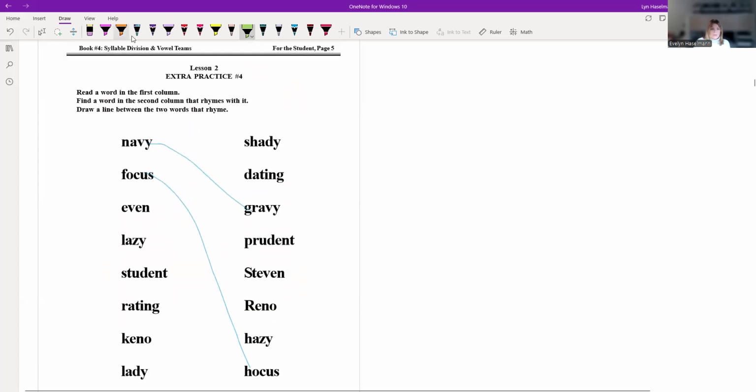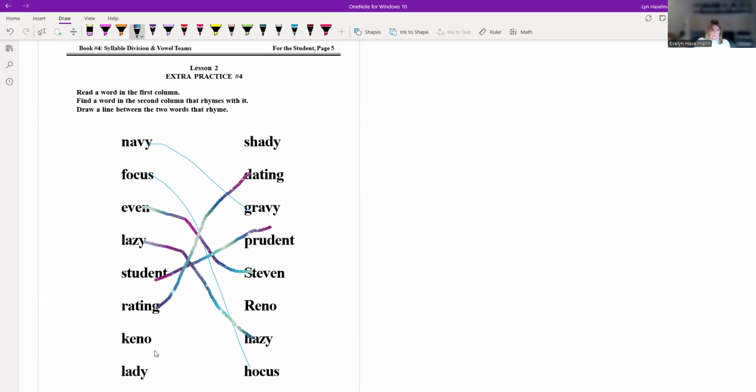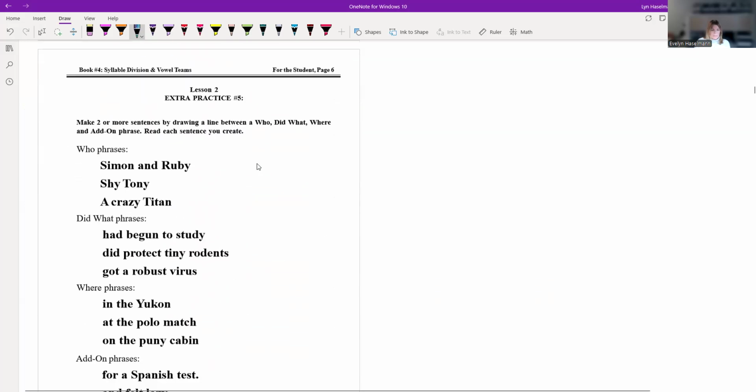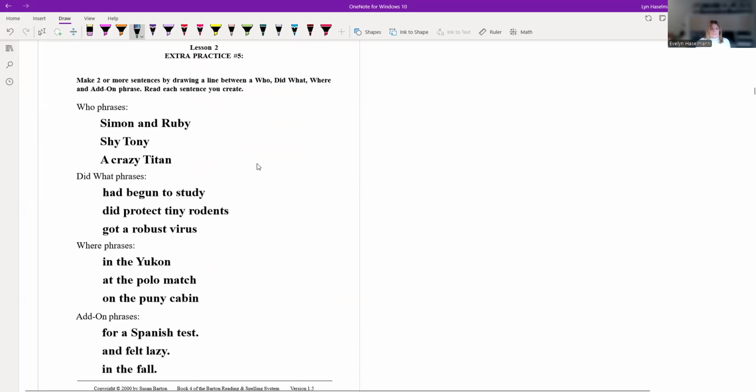All right, read a word in the first column, find a word in the second column that rhymes with it. Navy, gravy, focus, hocus, even Steven, lazy, hazy, student, prudent, rating, dating, Kino, Reno, and Lady, Shady. Last one is just make two or more sentences by drawing a line between the who, the did what, the where, the add-ons, blah, blah, blah.